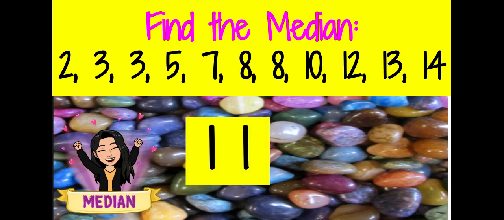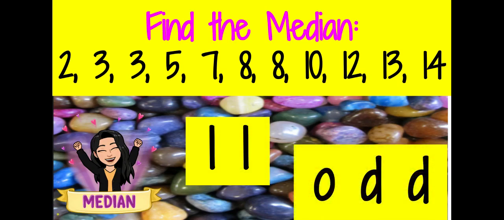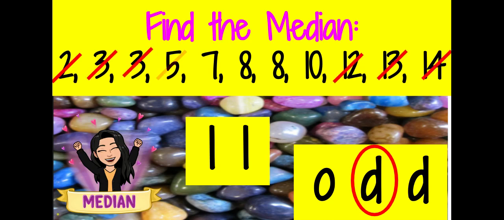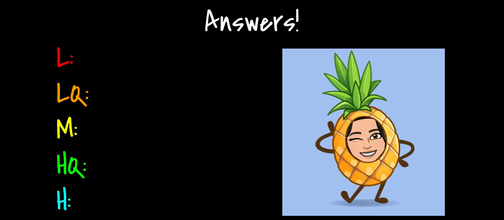Remember that our data is odd. I have a trick because the number is odd. Odd has one middle, so our data set will have only one number in the middle. Let's cross off a small number and a large number. Small, big, small, big, small, big, small, big, and there our number is in the middle. 8 is our median. Let's write our answer for median: 8.